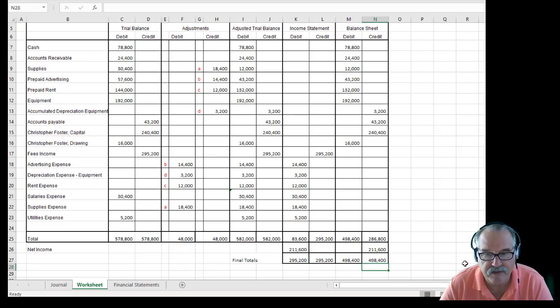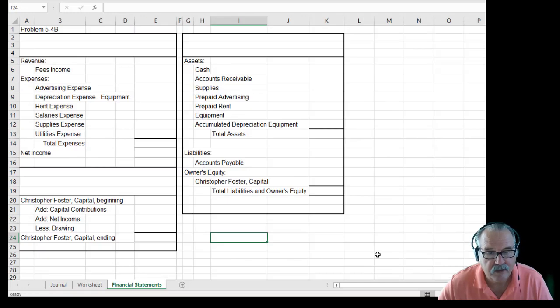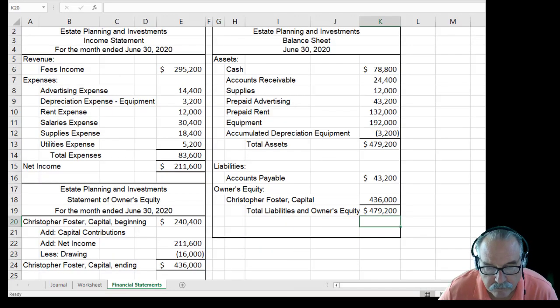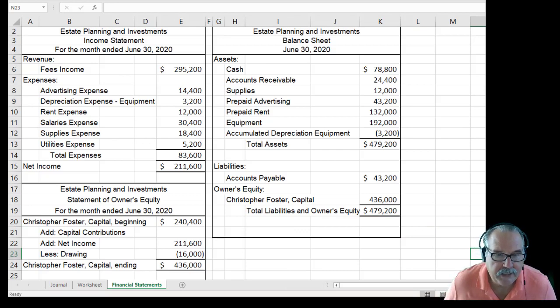Revenue minus expense, then the statement of capital, owner's equity, is going to take the drawing account into account, and then we're going to balance out the balance sheet. So I've prepared a template, a work paper for you to do the financial statements. Take a few minutes, prepare the financial statements from this worksheet, and I'll do it here, and I'll be right back. Okay, I'm back. Here are the financial statements.